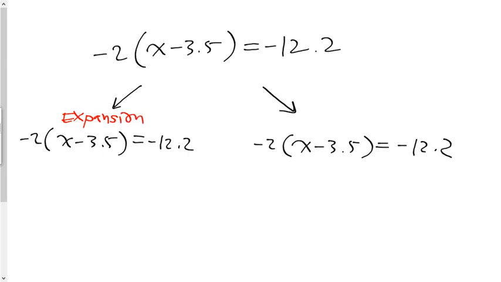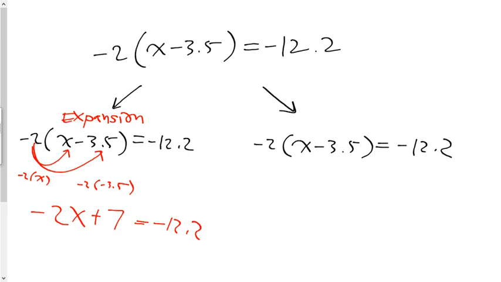And when we used distributive property earlier in the year with polynomials, when we have a monomial multiplied by a binomial, in this case the binomial is x minus 3.5, each term of the binomial must be multiplied by the monomial. So essentially, it's -2 times x, and it's -2 times -3.5. And when we solve that using distributive property, we end up with this binomial of -2x plus 7, right, which is equal to -12.2.